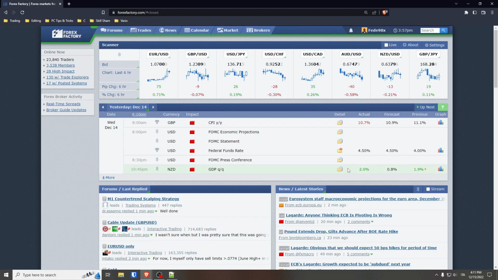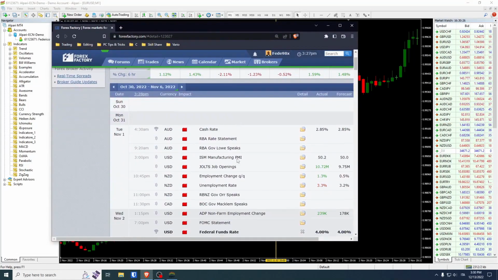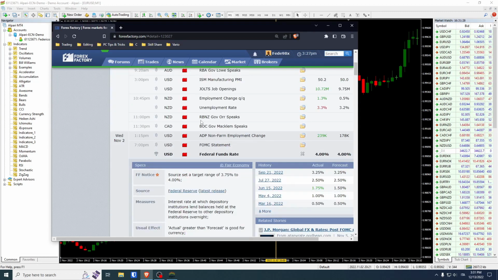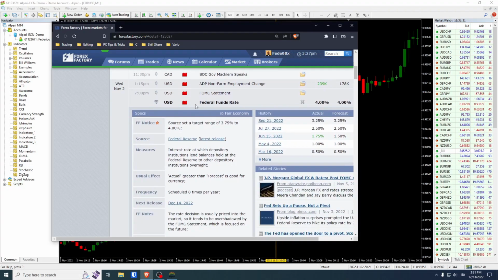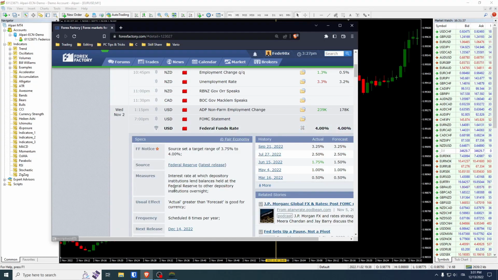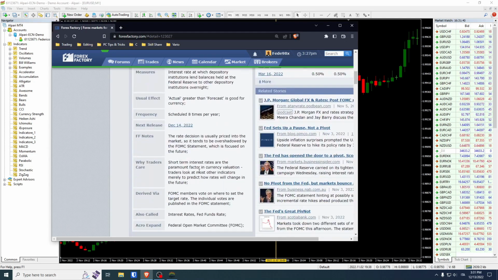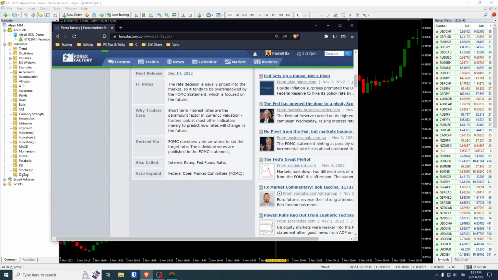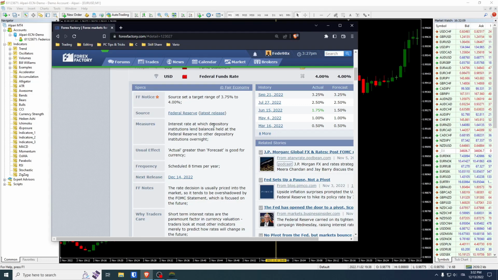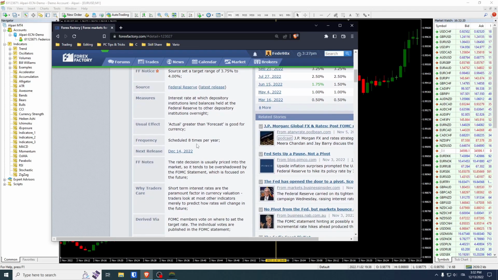Now let's go into details about these types of news and let's see exactly the movement that they generate. Okay, let's go. Now let's start with the interest rate. Okay, now what is the interest rate? As you can see here, the name is different, federal funds rate, but if you click on it right here, you can see the information, also called interest rates. It measures the interest rate at which depository institutions lend balances held at the Federal Reserve to other depository institutions overnight. Actual greater than forecast is good for currency, scheduled 8 times per year.